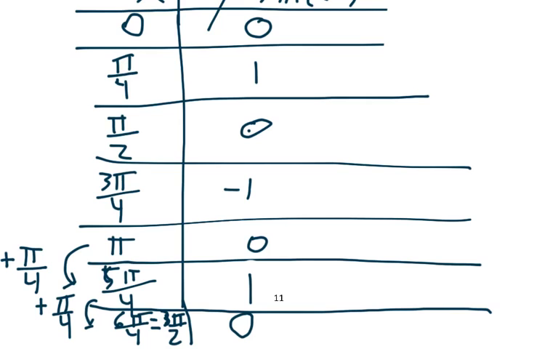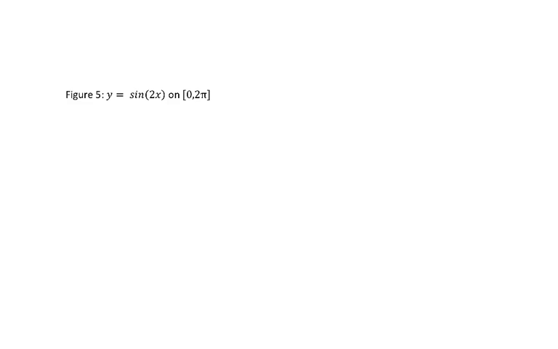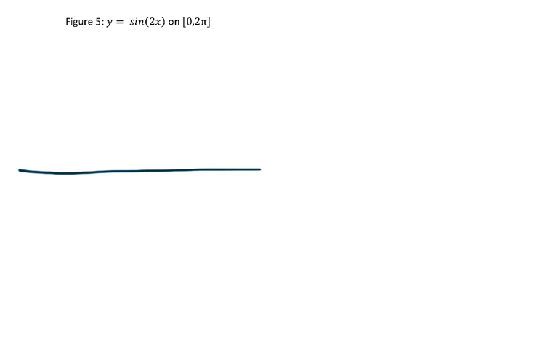Like so. Not to mention also, pi over 2, if you were to add pi to it, you would get 3 pi over 2. Hence, you would get 0 again. And the pattern would keep on repeating itself. Okay, so with that said, now we're going to draw sine of 2 times x. As you can see up here, we're going to draw it on the interval from 0 to 2 pi. Okay, so let's do that.